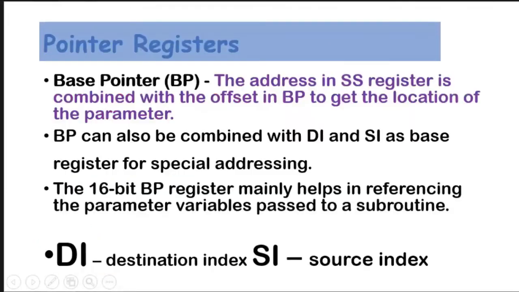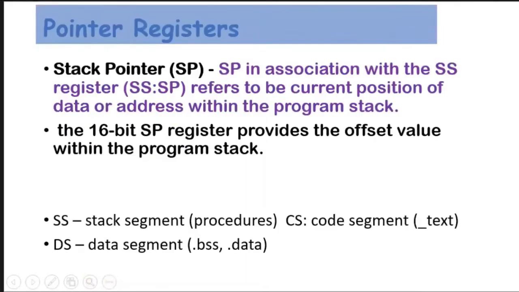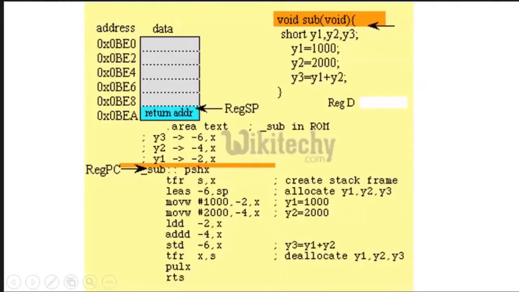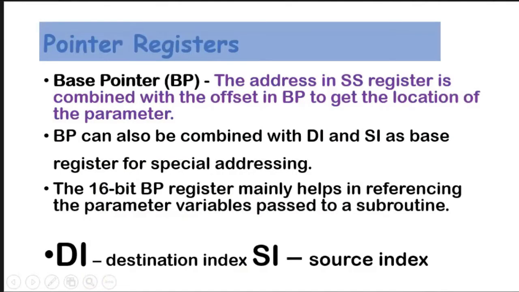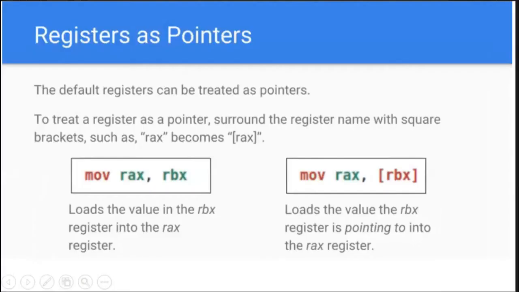Pointer registers. Now, another kind of pointer register is the base pointer. The first one we looked at is the stack pointer. Now we're looking at the base pointer. The address in the stack segment register is combined with the offset in the base pointer to get the location of the parameter. To treat a register as a pointer, you need to put square brackets around it.